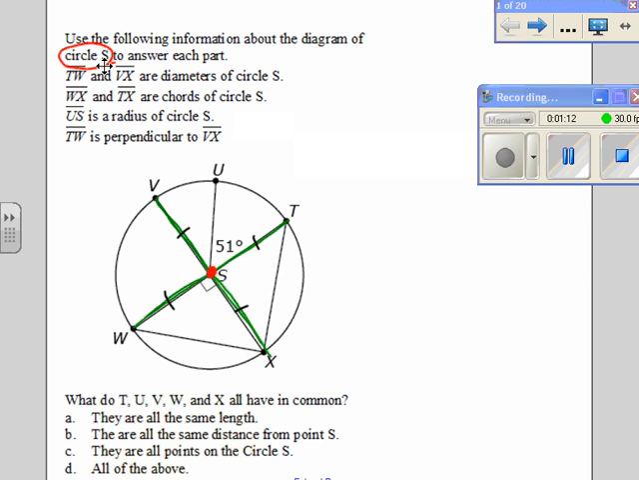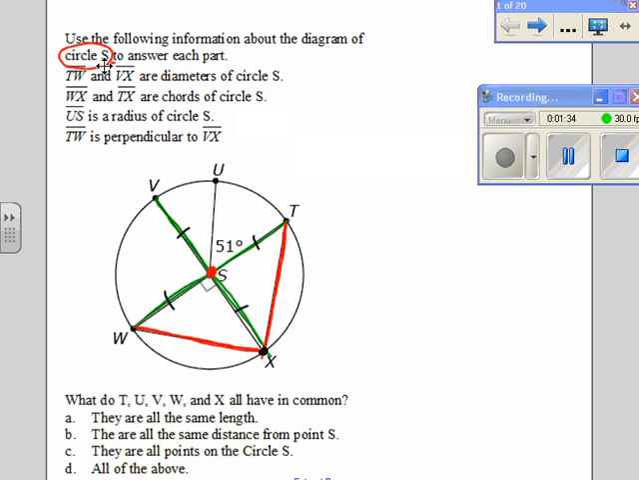It tells you that WX and TX are chords. Chords just means it slices through the circle somewhere, does not have to go through the center. Although it could, these clearly do not. So this is a chord, and this is a chord. And if you knew the definition of chord, you probably didn't even need to be told that, but they're just being sweet and letting you know those are chords.